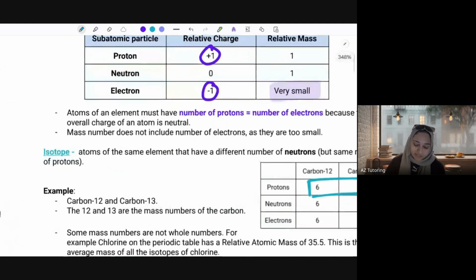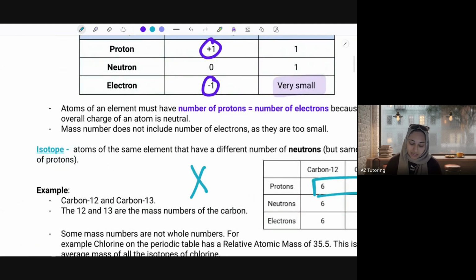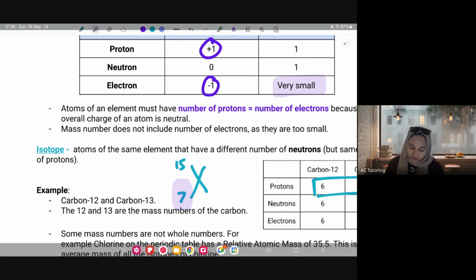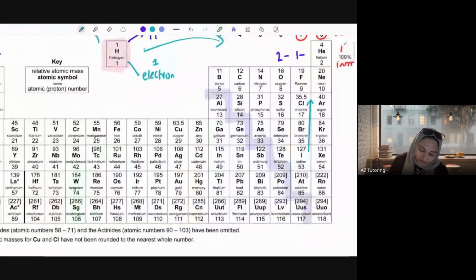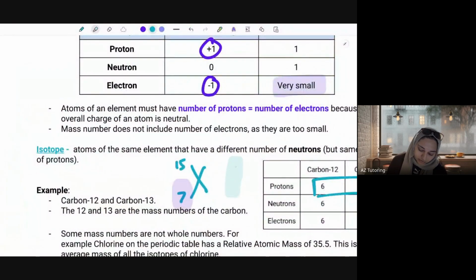If you're ever asked to identify something in the exam, say for example, X, and it's got 7 on the bottom and, I don't know, 15 on top, and you're asked to identify what this atom is, you always look at the proton number as an identifier. You never look at the top mass number. So on the periodic table, I would check, okay, what's got 7 as the proton number, and you can see here it is nitrogen. So you would say this is an isotope of nitrogen, so nitrogen 15. So yeah, remember the proton number is the identifier, not the mass number.